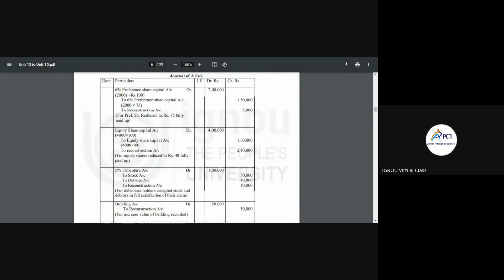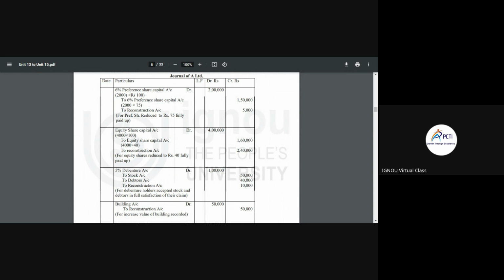First entry will be the 6% preference share capital account debit, and the amount will be 2000 preference shares of rupees 100 each, so it will be 2 lakh. Then to 6% preference share capital account, the amount will be 2000 multiplied by 75, so the amount will be 1,50,000. Then to reconstruction account, the amount will be 50,000. So this entry will be passed for the reduction of preference share capital to rupees 75 fully paid up.